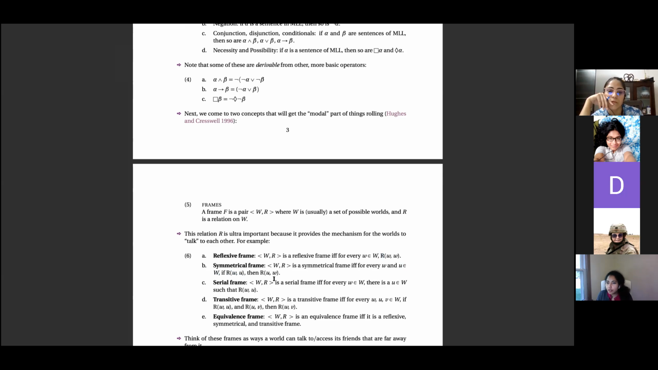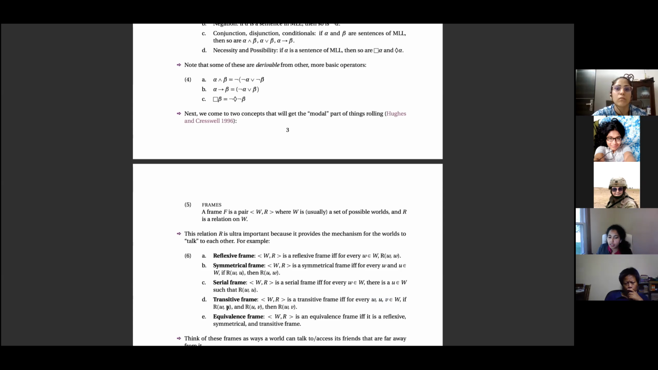Then you have a serial frame, which is for every W in the set of worlds, there is some world out there where the relation holds. So basically, no world is going unrequited. You know, every world has a counterpart. Then you have your transitive property. This might be very familiar to most of you. So let's say you have 3 worlds in this set. If the relation holds between W and U, and the relation holds between U and V, then the relation has to hold between W and V.